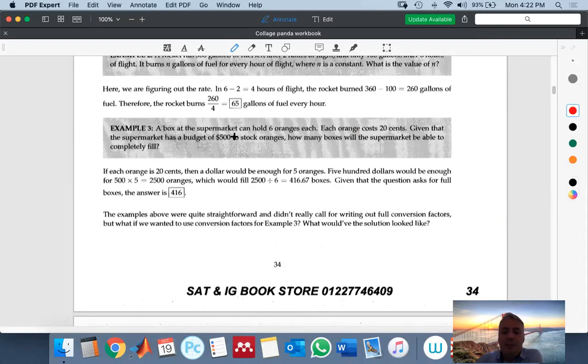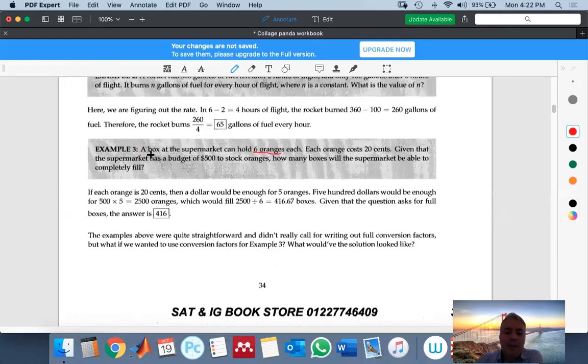A box at the supermarket can hold 6 oranges. So we have a box which includes 6 oranges. Each orange costs 20 cents. Given that the supermarket has a budget of $500, sorry, how many boxes will the supermarket be able to complete with this budget?